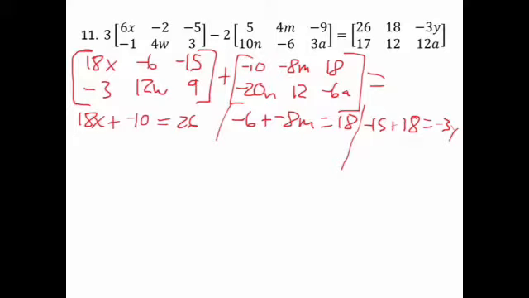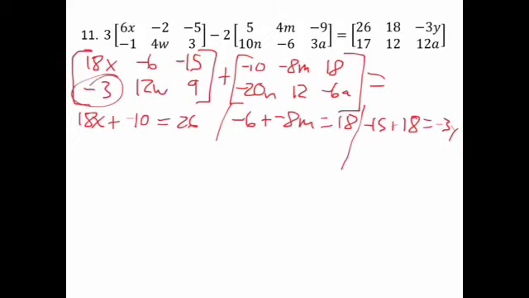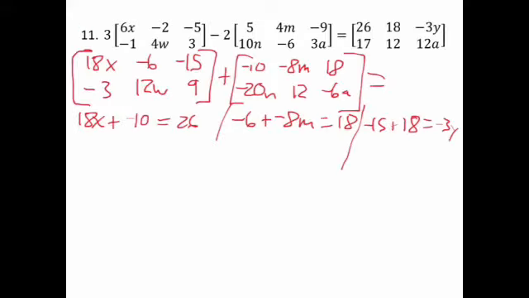And then my next equation I'm going to put just on the next slide here. Alright, so my next equation is going to come from these pieces here. -3 plus -20n is going to equal 17. The next piece comes from 12w plus 12 is going to equal 12. And then 9 plus -6a is going to equal 12a. So that's where my equations are going to be on my next slide. Alright, so I finally have all my equations. I just need to solve them now.